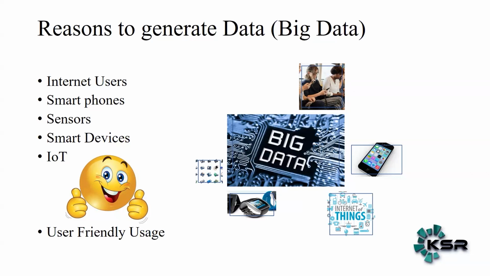So the biggest culprit for this data being generated is internet users, smartphones, sensors, smart devices, and user friendly usage. You need not master any school or college to use your smartphones. And in fact, your kids use them better than you. They're not mastered, right? So the user interface has changed rapidly, and all of these are the culprits. Today the data is generating like anything, right?